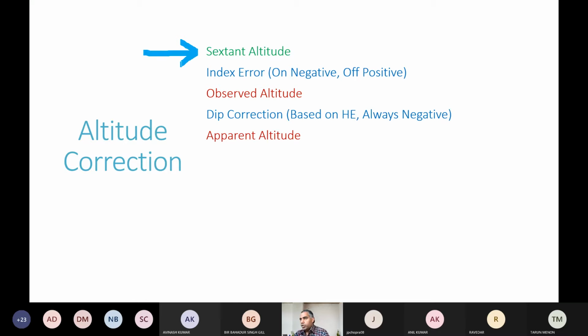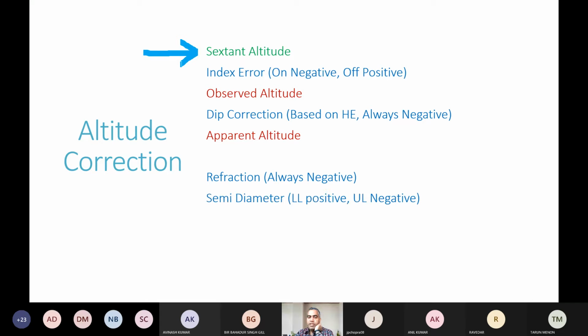To this apparent altitude, we apply three different corrections. The first one is refraction, which is always negative. The second one is semi-diameter. In case of lower limb, it will be positive. In case of upper limb, it will be negative. And the third is parallax, which is always positive. And once you apply these three, you get the true altitude of the body.